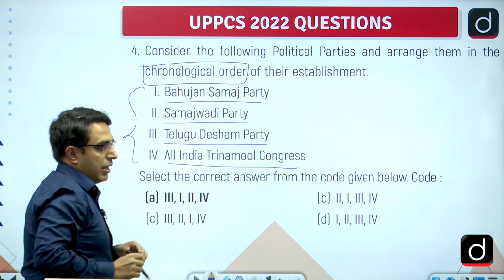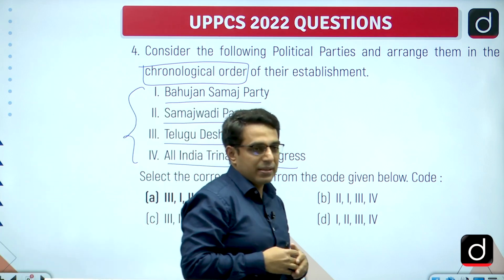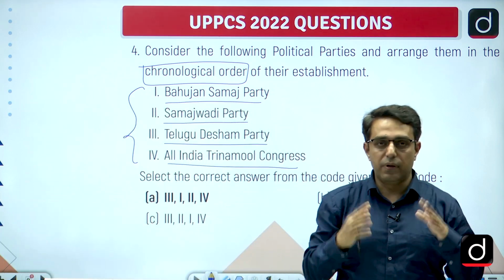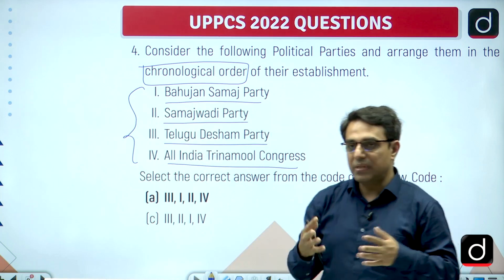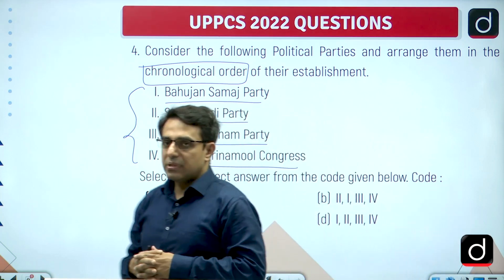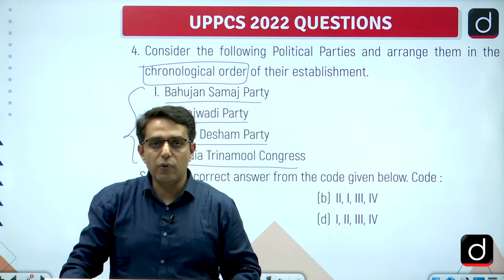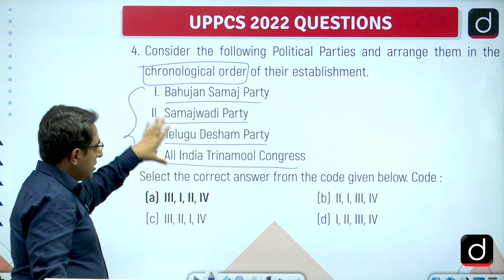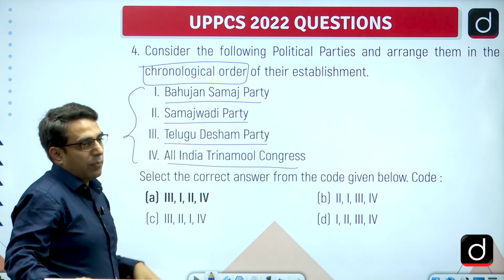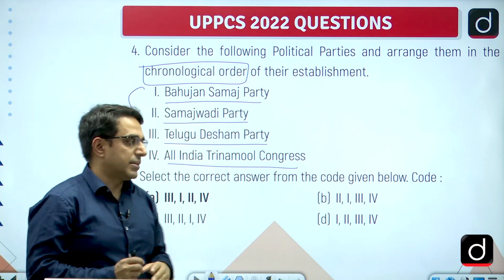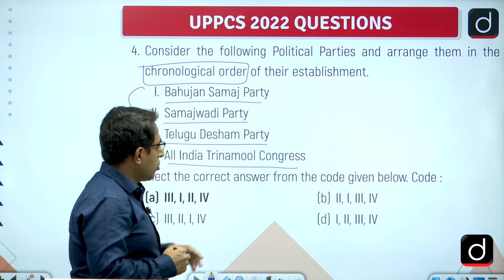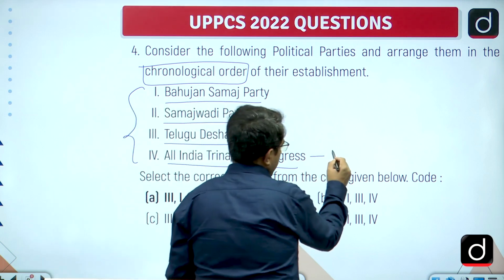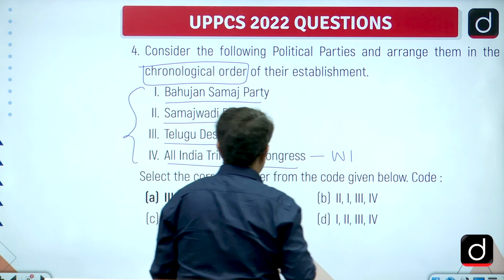Now, if you are aware of the post independence consolidation part of the UPSC or UPPCS syllabus, then it becomes a little bit easier, but you have to apply some logic also. See, out of all these political parties, if you have been following the political developments, then you would realize that All India Trinamool Congress is active basically in West Bengal and some other states also.